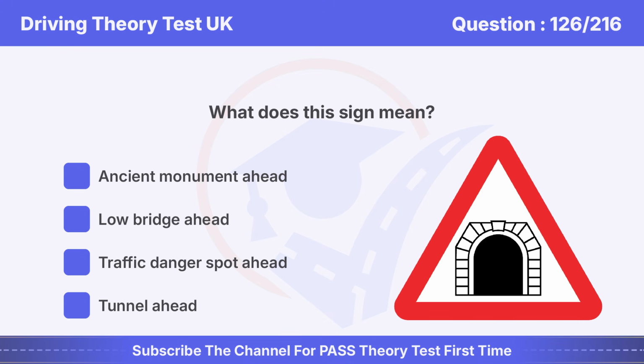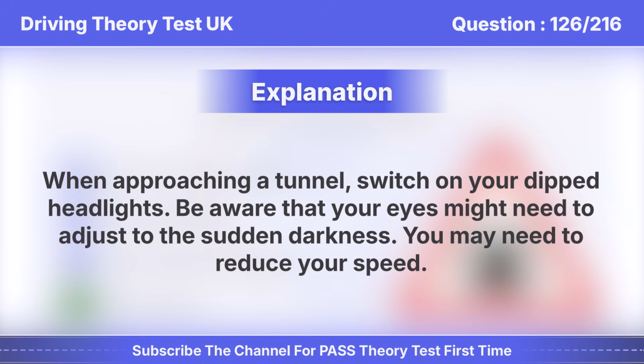Question 126. What does this sign mean? Answer is D. Tunnel ahead. When approaching a tunnel, switch on your dipped headlights. Be aware that your eyes might need to adjust to the sudden darkness. You may need to reduce your speed.